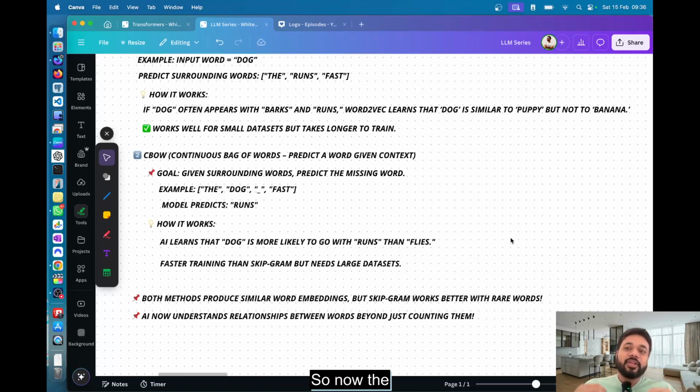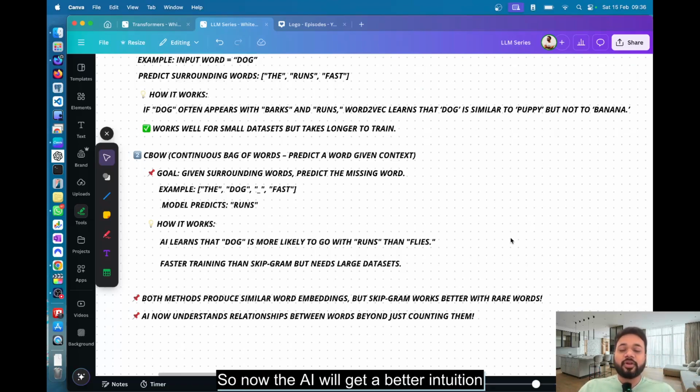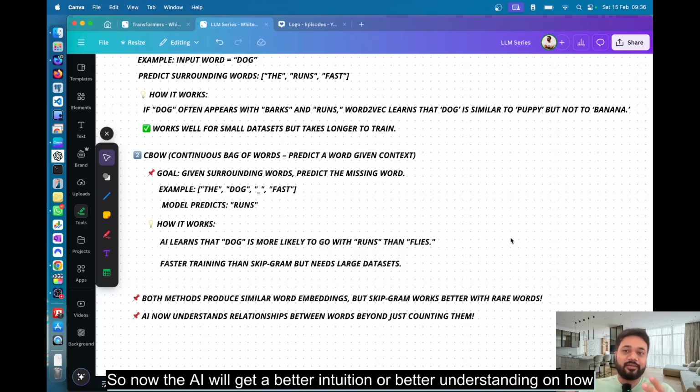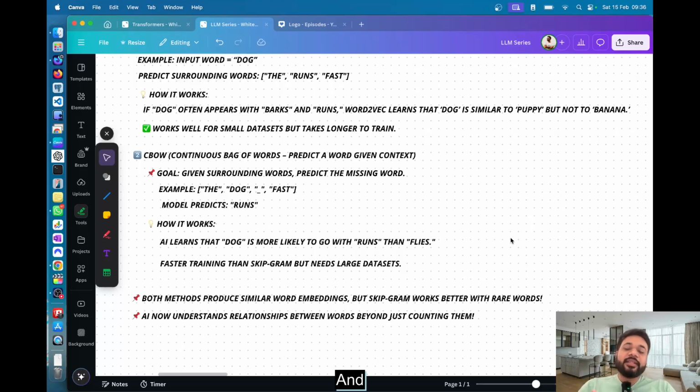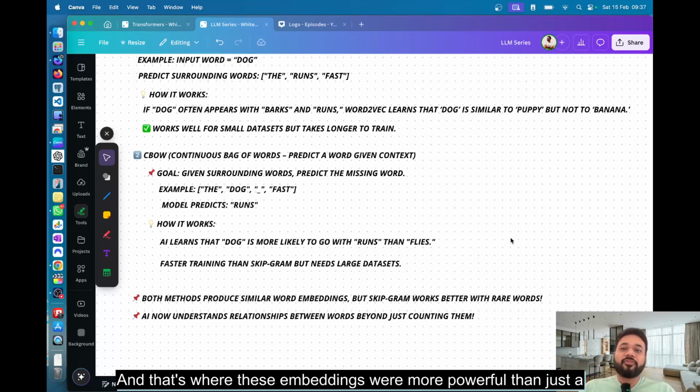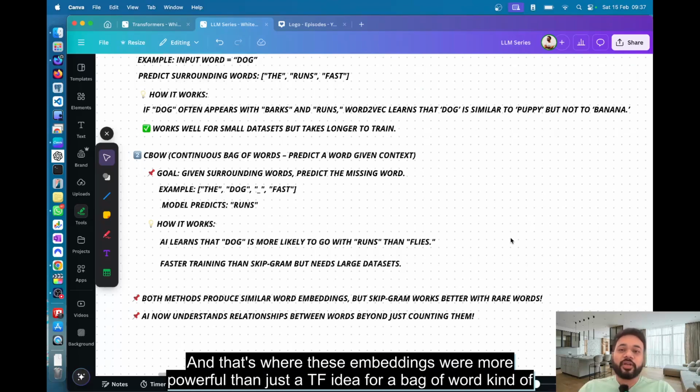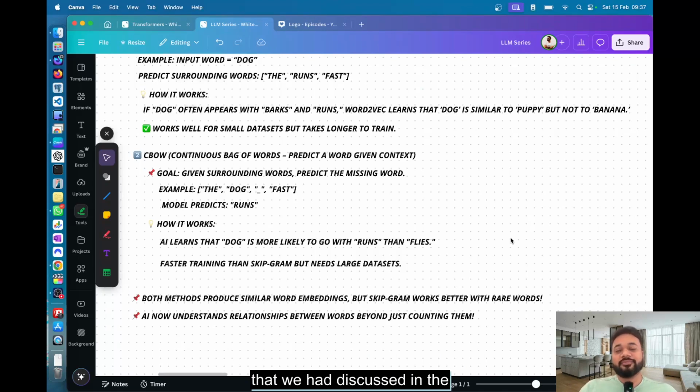So now the AI will get a better intuition or understanding on how to segregate words, and that's where these embeddings were more powerful than just a TF-IDF or a bag of words kind of model that we had discussed in the previous sessions.